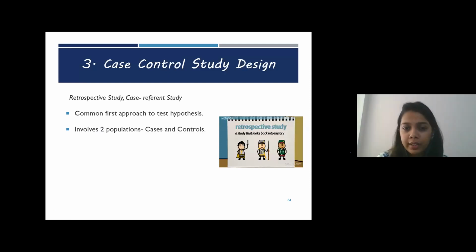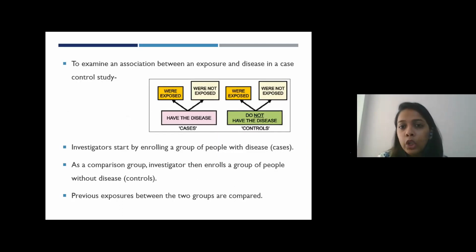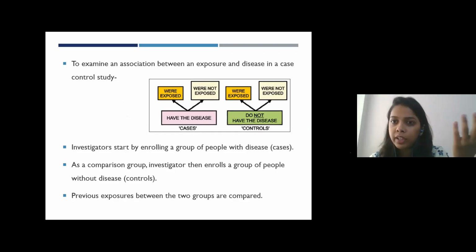These are your retrospective and case reference studies, and this is what moves backwards. So you have your cases and your controls here. The unit of study again is your individual, but the focus is the health problem, which has already occurred. What you do here is you first identify cases and controls. So here you're moving from the disease to see whether they were exposed or not.